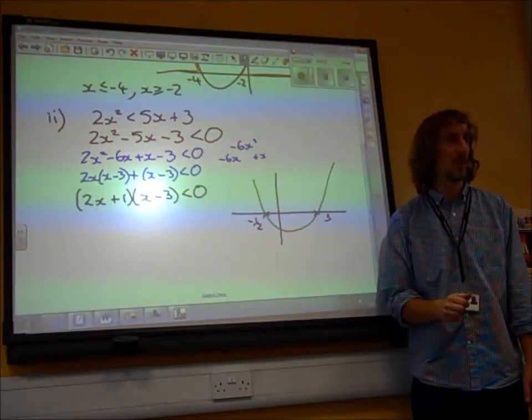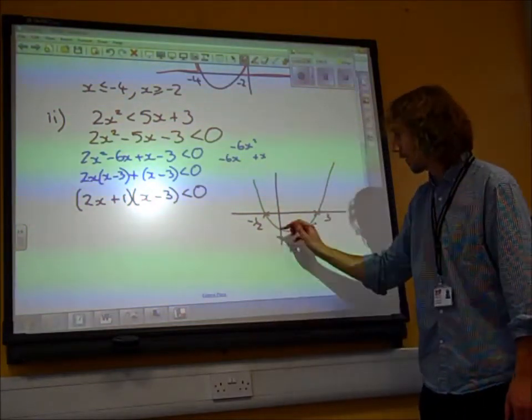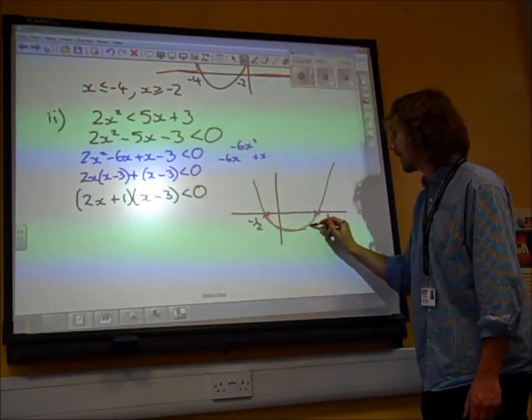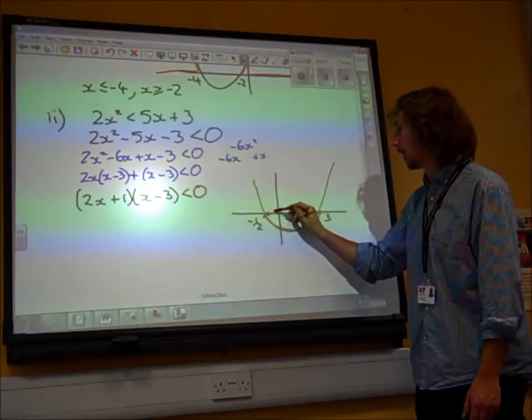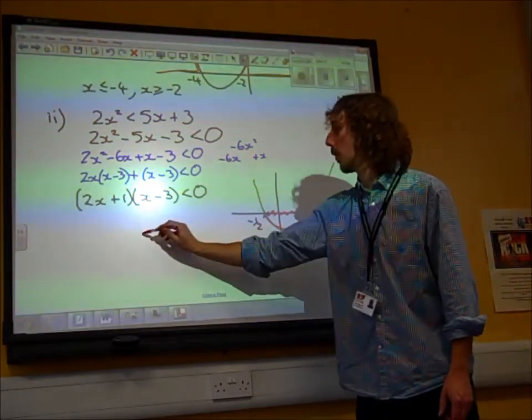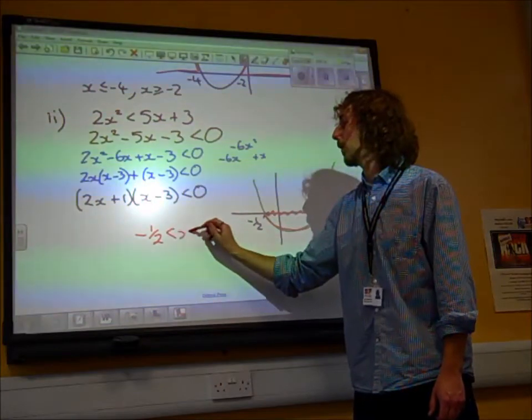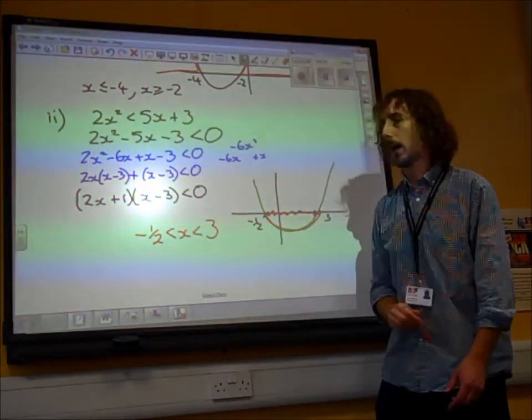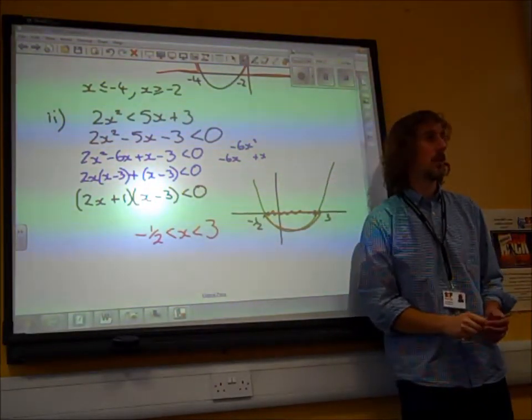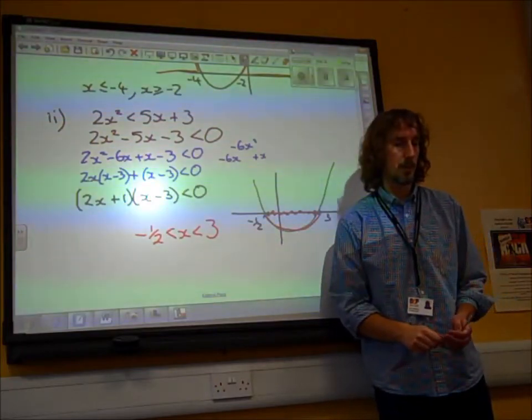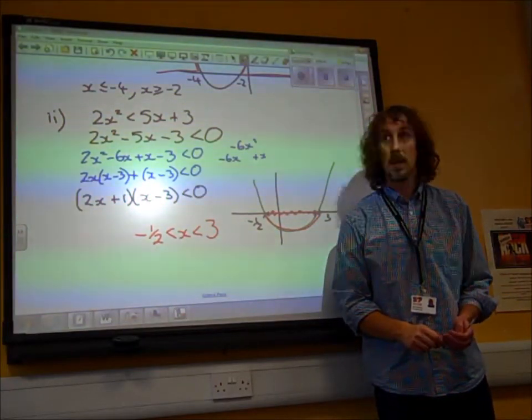We wanted to know when it was negative. So that's the bit where it goes underneath the axis. So we're looking for this bit here. And so the answer looks like that: minus a half to 3 is the region we want. Okay, the next one.